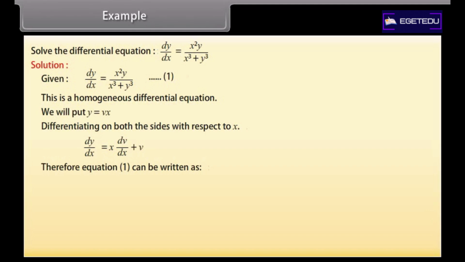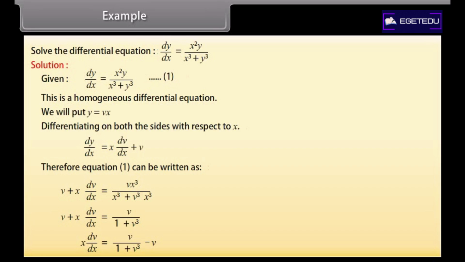Therefore, equation 1 can be written as v plus x into dv by dx equals v x cube by (x cube plus v cube x cube). So v plus x into dv by dx equals v upon (1 plus v cube). x dv by dx equals v upon (1 plus v cube) minus v, which equals (v minus v raised to the power 4) upon (1 plus v cube).